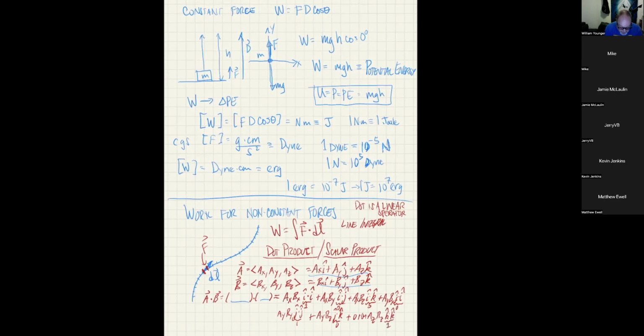So ultimately, we learn that A dot B is AX BX plus AY BY plus AZ BZ. And remember, these are really subscripts. They're not being multiplied by me, no matter how big I write it. So that's a formula for calculating a dot product.